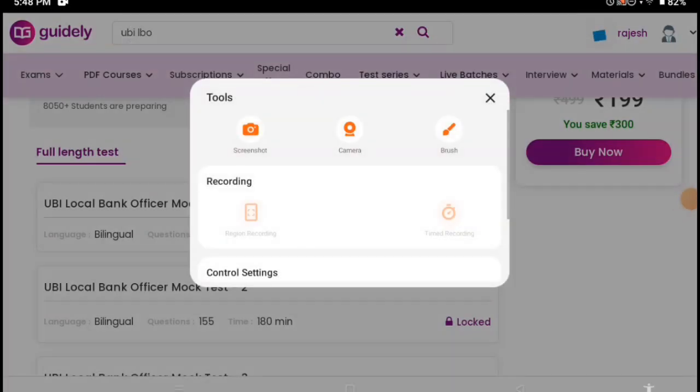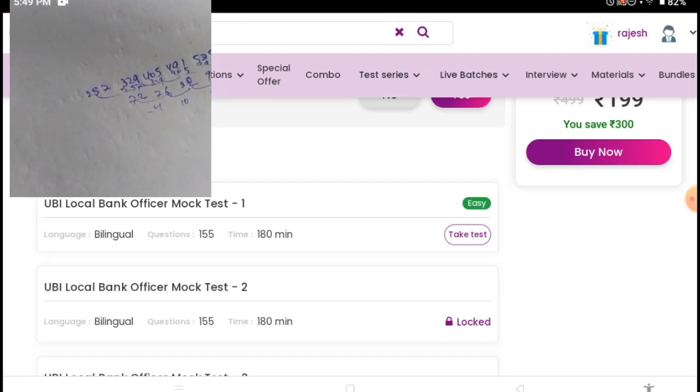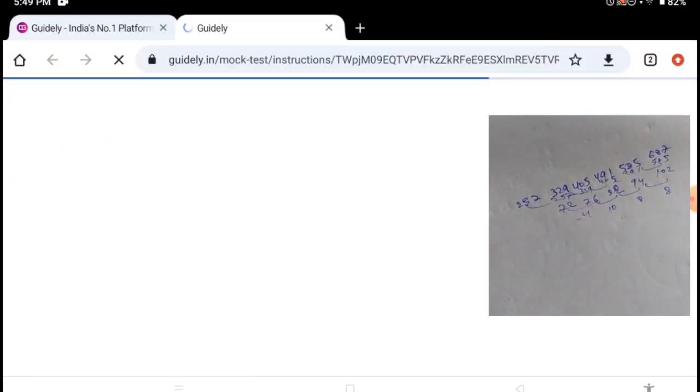Today I am attempting UBI Local Bank Officer Mock Test 1 in Guidely app. If anyone attempted this mock test, please share your score in my comment section.